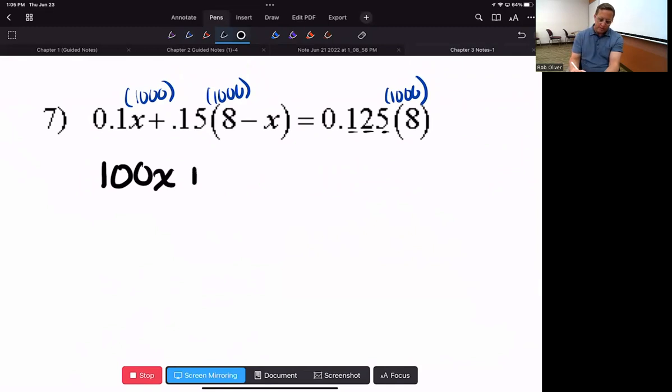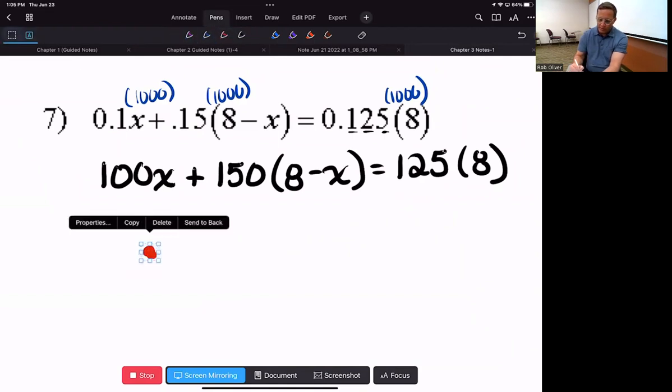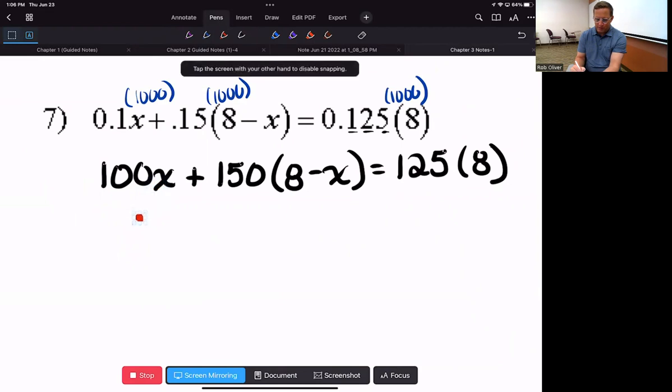So then that becomes 100x plus 150, and then (8 minus x) equals 125 times 8. And like I said, the decimal moved over 3 places every time. Just to point out what happened here, the decimal was here, then it moved over 3 times: 1, 2, 3. So now it's there, but you don't need to show it if that's where it is.